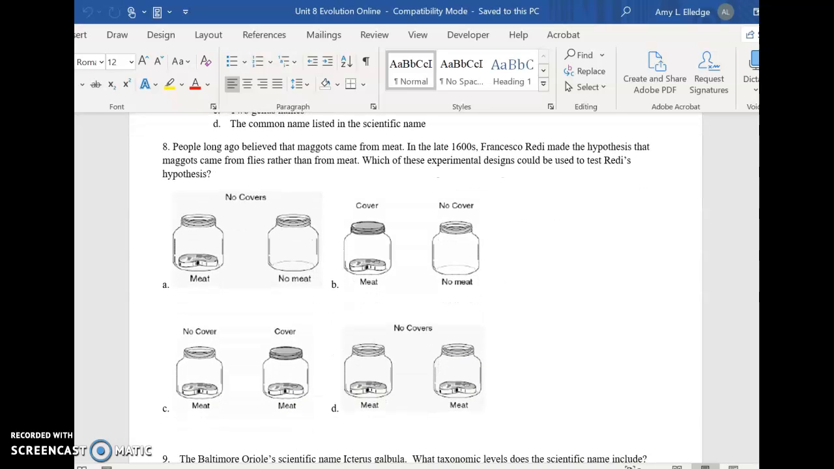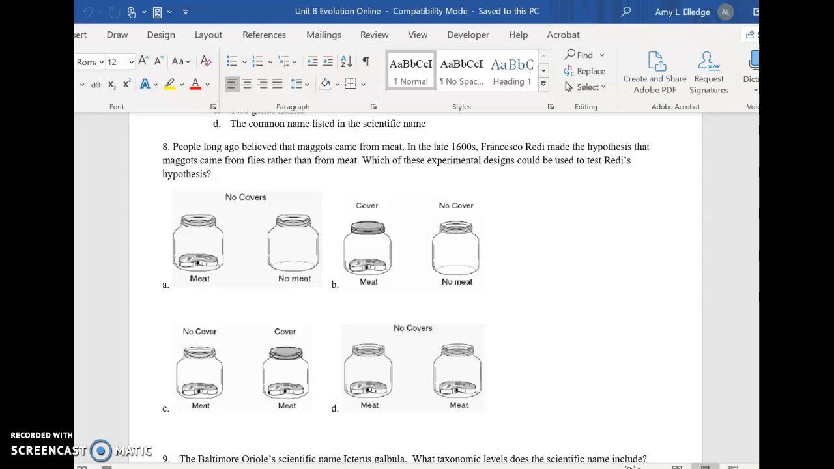Here's like one of our experiments. People long ago believed maggots came from meat. In the late 1600s, Francesco Redi made the hypothesis that maggots came from flies rather than from meat. Which of these experiments would be used to test Redi's hypothesis? So these aren't exactly the same as Redi's, but you could use which one makes sense. So if we look at A, both of them are open and one has meat and one does not. Was it about the presence of meat or not, or about something else?